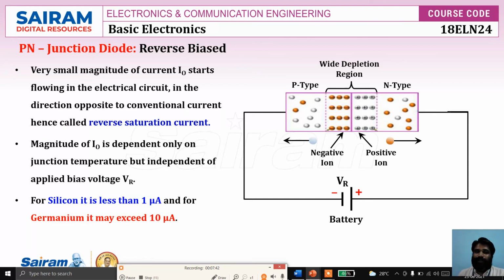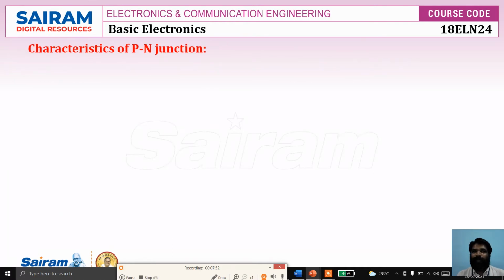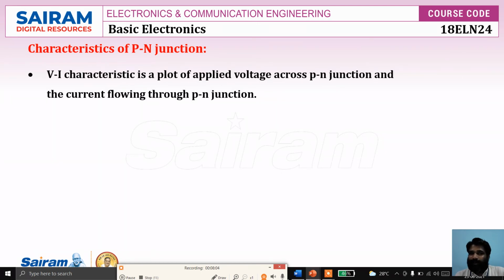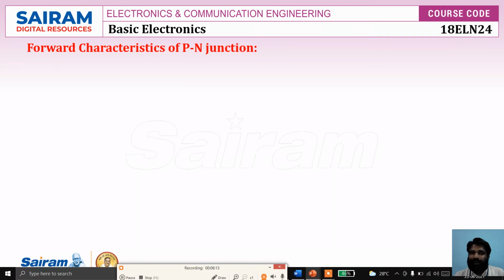Remember, in the reverse biased PN junction, a very small magnitude of reverse saturation current flows, and that is due to minority charge carriers. Now we'll see the characteristics of the PN junction, that means the plot of voltage versus current. The VI characteristics is a plot of applied voltage across the PN junction and the current flowing through the PN junction. So again we have forward characteristics and reverse characteristics. First we'll see forward characteristics.